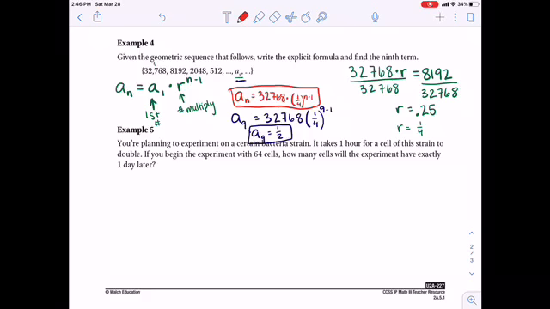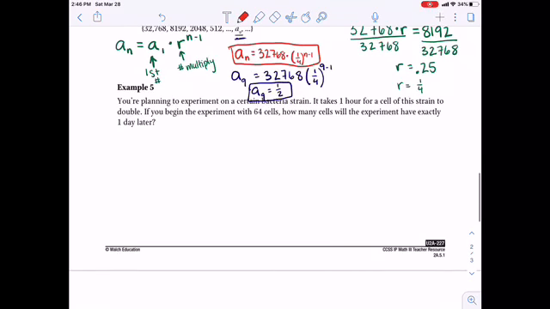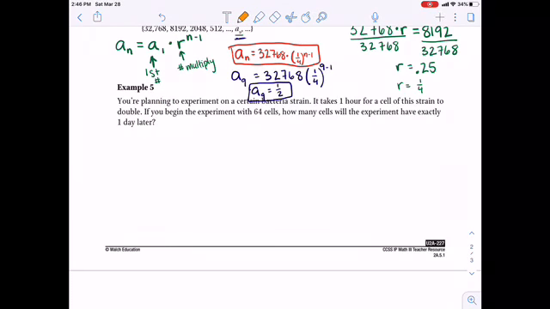Once I know that, let's go ahead and look at example 5, which is a story problem. Here on example 5, you're planning to experiment on a certain bacteria strain. It takes 1 hour for a cell of the strain to double. If you begin the experiment with 64 cells, how many cells will the experiment have exactly 1 day later? Well, first we're going to write out the explicit equation. So I know that a sub 1, the amount I had at the beginning, was 64 cells.